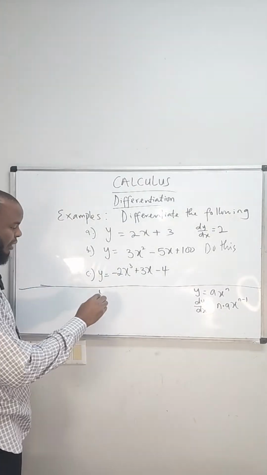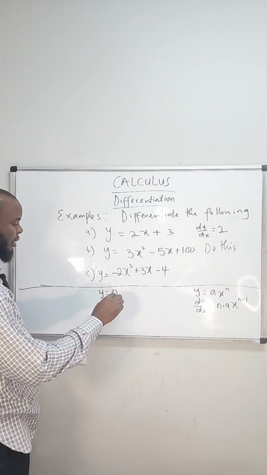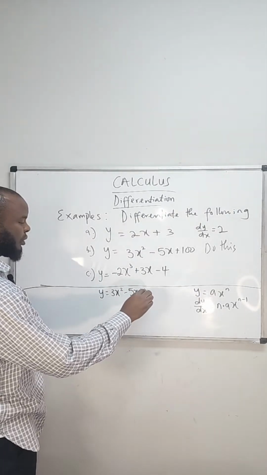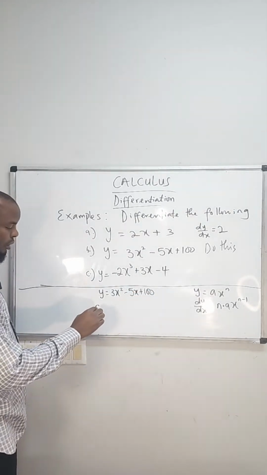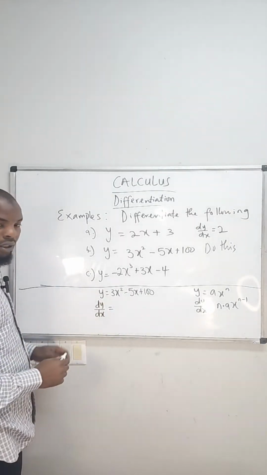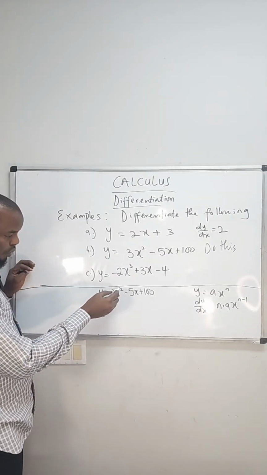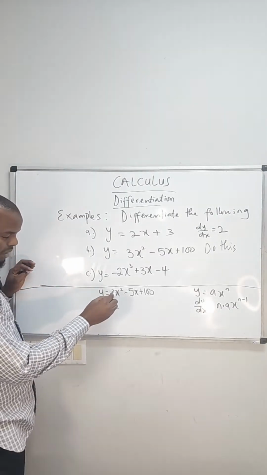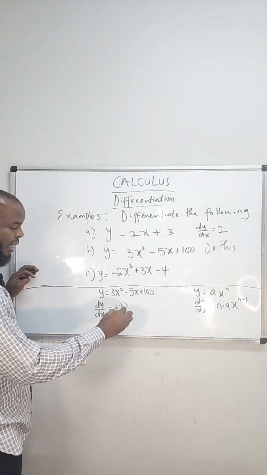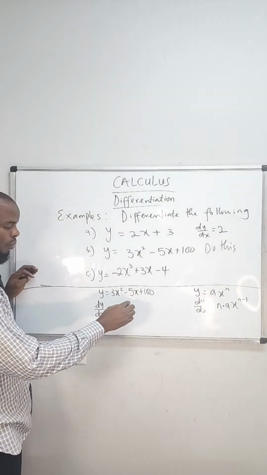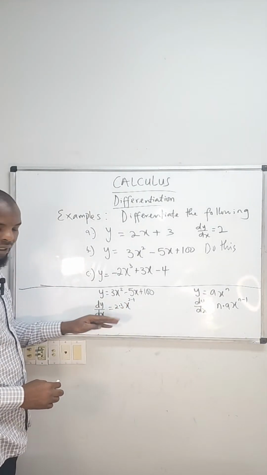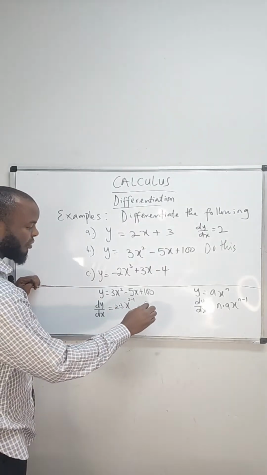For question number 2, we have y equals 3x squared minus 5x plus 100. So your first derivative is going to be, now, just use the 2 to multiply the 3, the coefficient. And here we have x, so take away 1 from the power. You've done the first part. For the second part, we have minus 5.